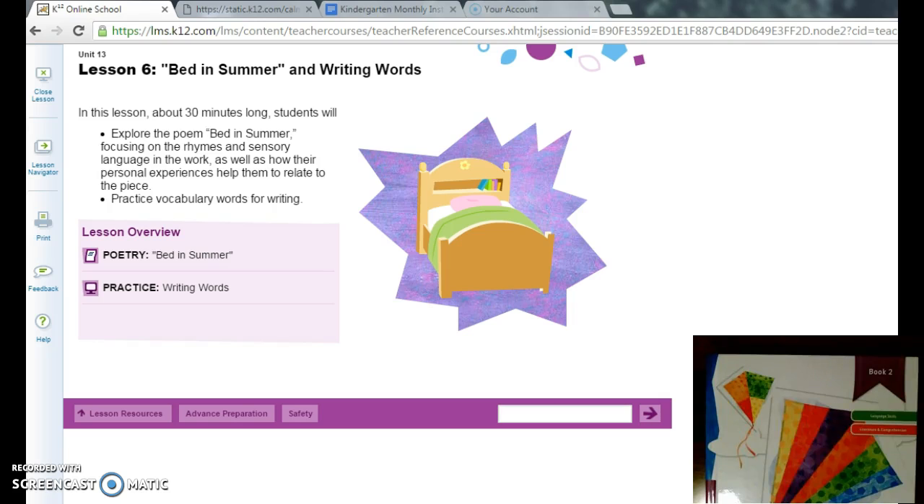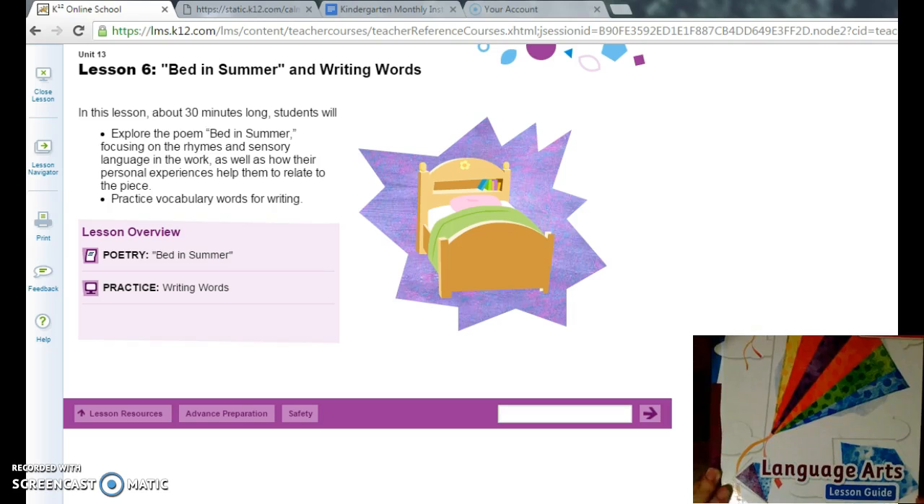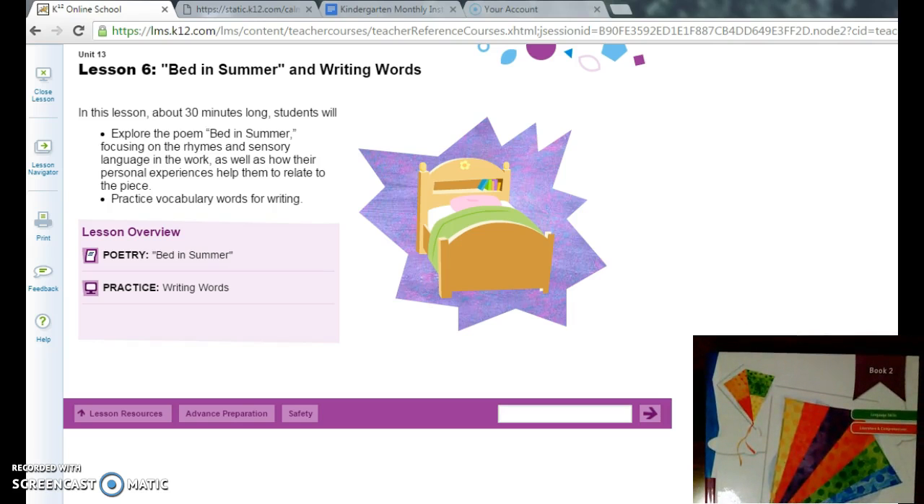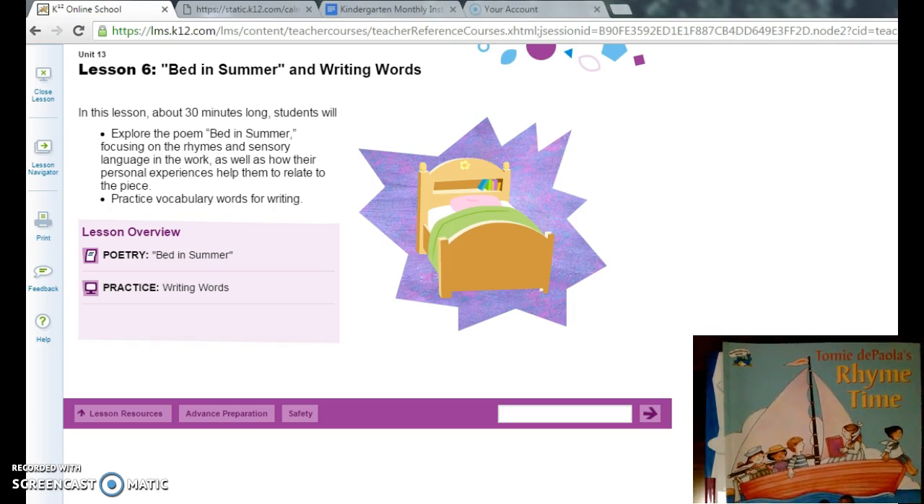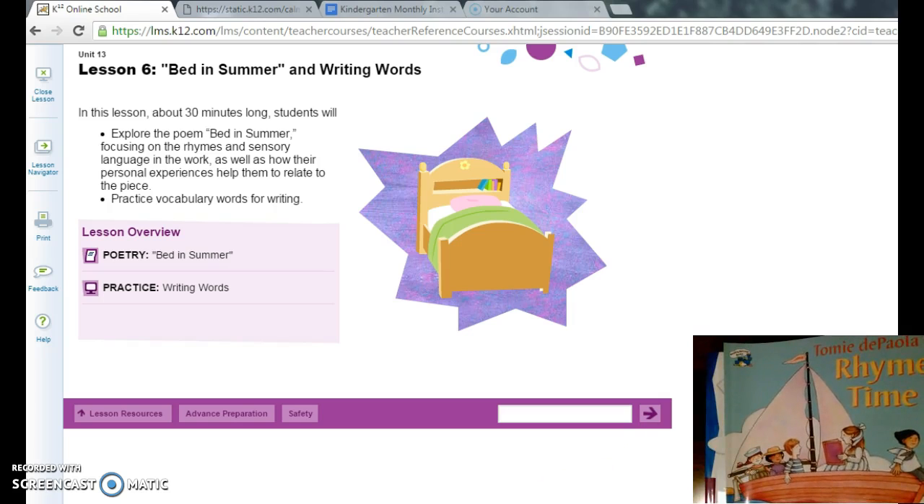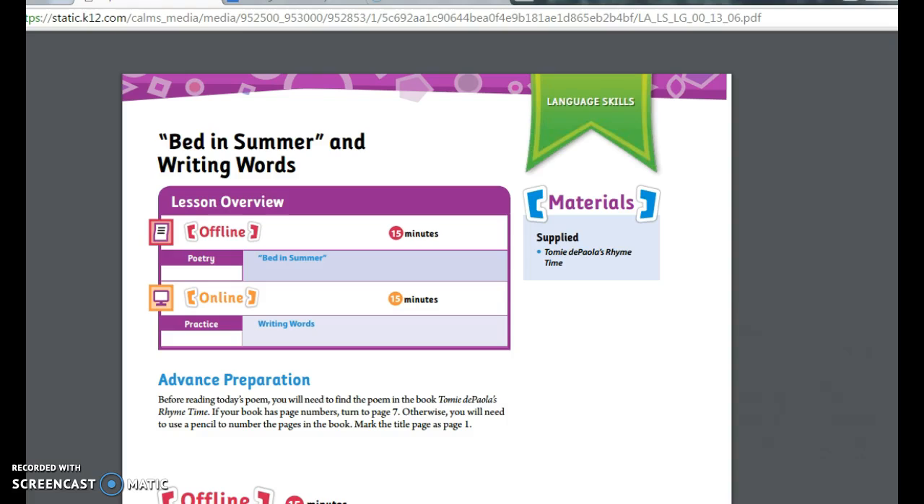For this lesson, you will need the Language Arts Lesson Guide, pages 256 and 257, and please notice that this is in Book 2. You're also going to need Tomie dePaola's Rhyme Time. First, log into the OLS to this lesson, Language Skills, Unit 13, Lesson 6. Please pause this video while you open the lesson and gather your materials. Good, now we're ready to begin.